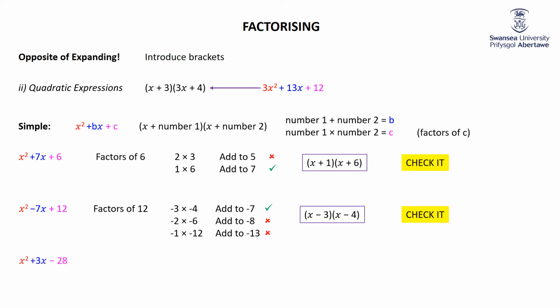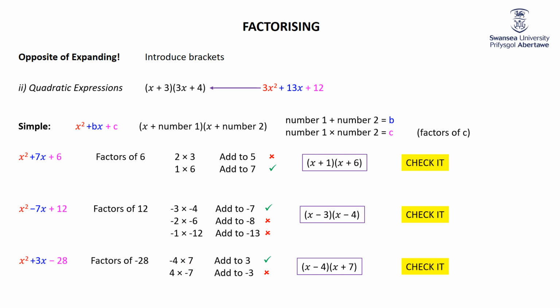Finally, x squared plus 3x minus 28. Well, how do I get a minus number here? The way you get a minus number is you have a positive number times a negative number. So when I factor minus 28, I've got to do it with a negative and with a positive. I'm going to kind of cheat here and say that yes, you can have 1 and 28, you can have 2 and 14, or for 28, 4 and 7. So I'm going to look at minus 4 and plus 7, or plus 4 and minus 7. Add those together, you get 3 and minus 3. We want the plus 3, so therefore the factors are minus 4 and 7 that we're going to use. x minus 4, x plus 7.